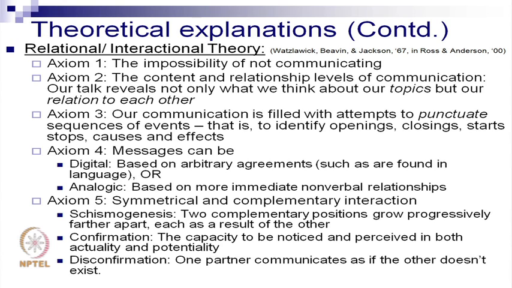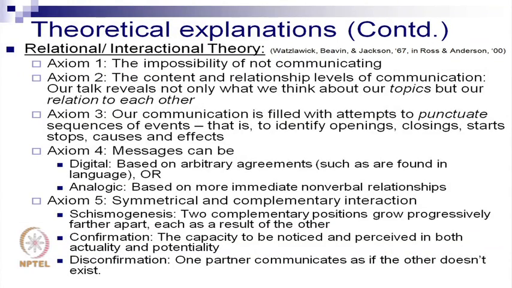According to this theory, we have 5 axioms, or 5 things that we believe to be true. The first axiom is that we cannot not communicate. It is impossible to not respond when a person we are interacting with, when a person we are in front of, when a person we are facing sends a message. So that is the first axiom here. That is the first thing we believe to be true irrespective of whatever we do.